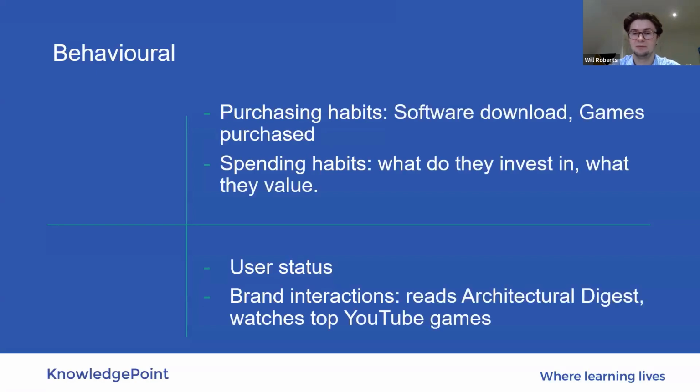So their purchasing habits will typically be software downloads and online purchases. They will invest in things that will help them with personal growth and be willing to learn. So they'll probably have a Skillshare account. They will have brand interactions with Architectural Digest. They'll watch the top YouTube gamers and be very heavily involved in those sorts of communities.